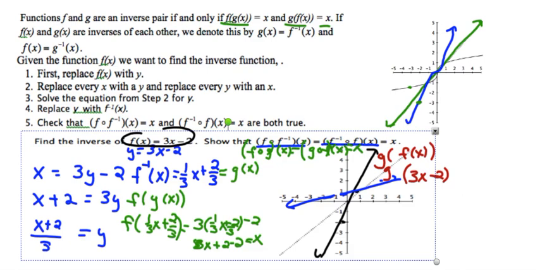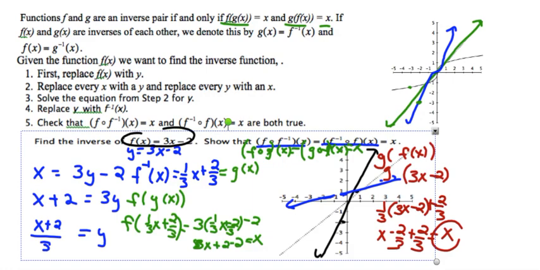Now I use my function g. I take 1/3 times 3x minus 2 plus 2/3. So distribute that. That's x minus 2/3 plus 2/3, and of course that's equal to x. So I was able to prove that they are inverses. I looked at the graph and I was able to do that algebraically.